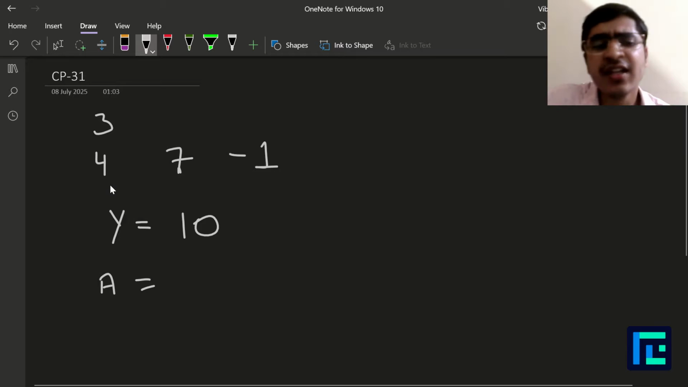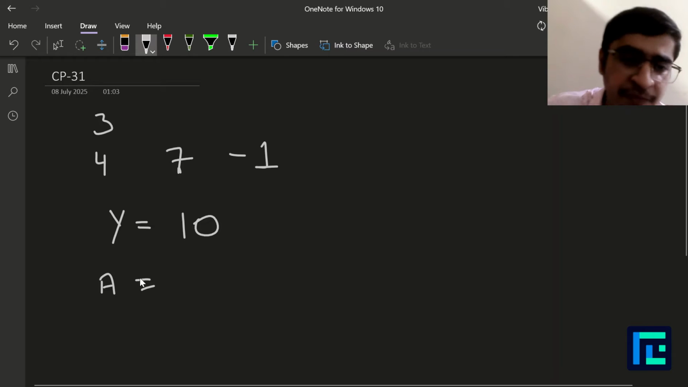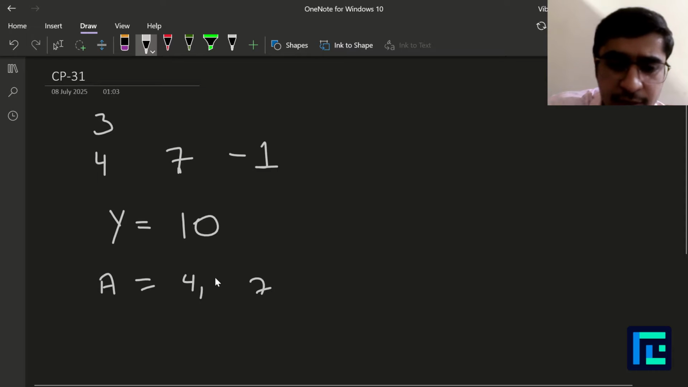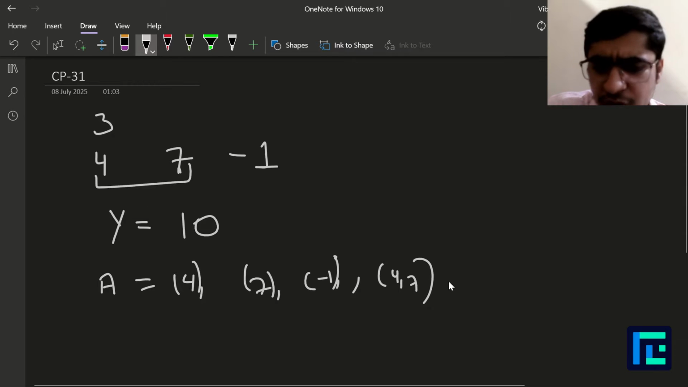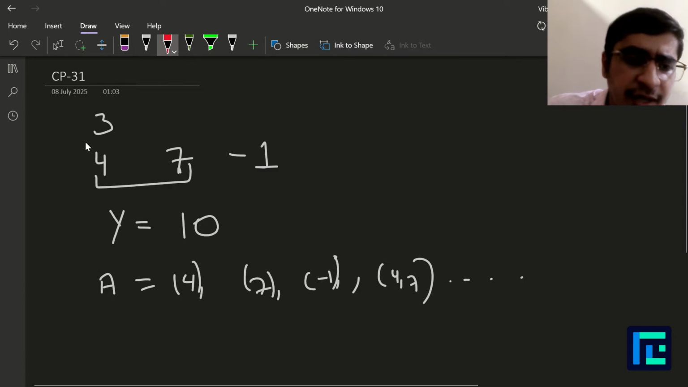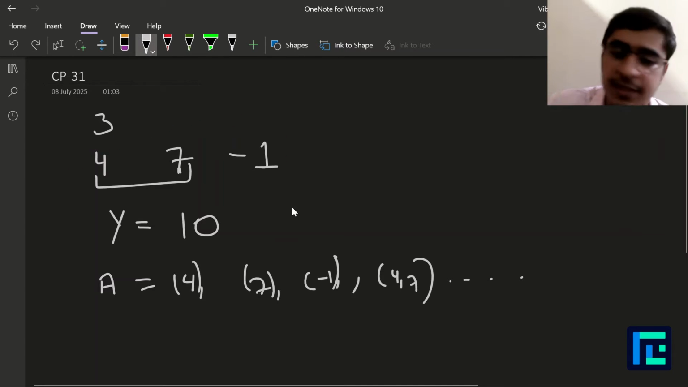Adel, on the other hand, can choose any sub-array from this array. That is, he can choose any sub-array of these cupcakes and taste all of them. So the tastiness for Adel will become the sub-array sum for the segment he chooses. Something like, for him, a possible segment could be 7, another could be 4, a possible one could be minus 1. He could try 7 comma 4, that is this subarray, and so on and so forth. But he cannot try the entire array, so he cannot try all the cupcakes present. That is the constraint given to us.